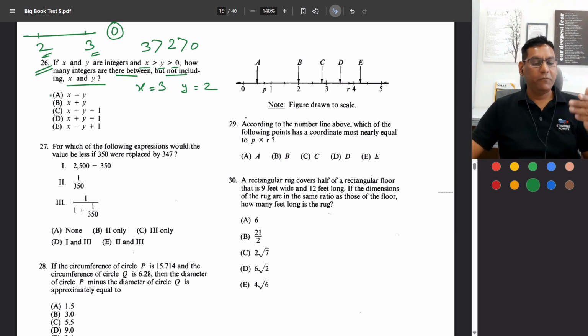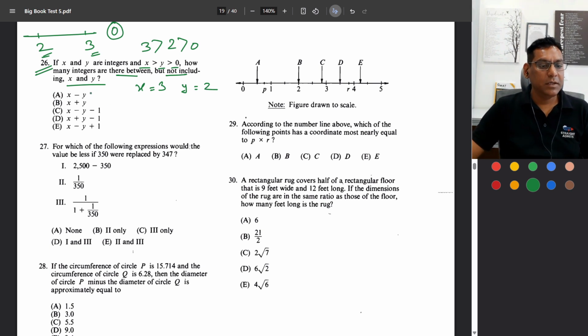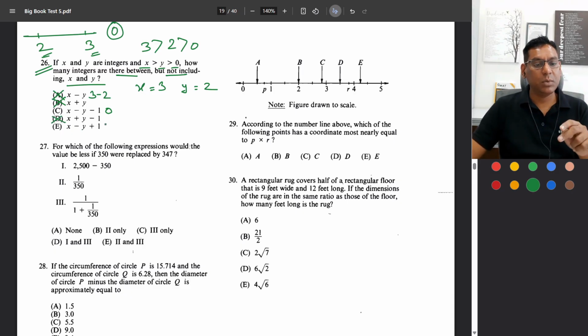Okay. So if x is equal to 3, y is equal to 2, I should get 0 as an answer. Where am I getting 0 as an answer? Here 3 minus 2 is 1. So that's not the answer. Here x plus y would be 5. That's not an answer. x minus y, that is 1 minus 1, 0. Yes, I'm getting 0 here. So this is a good answer. Let me keep this. x plus y minus 1, that's going to be 5 minus 1, 4. That's not the answer. x minus y plus 1, that is 1 plus 1, 2. That's also not the answer. So the correct answer is going to be C.